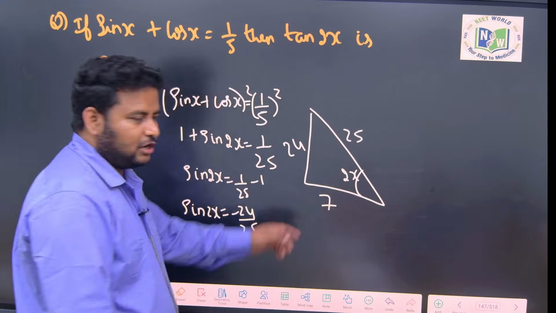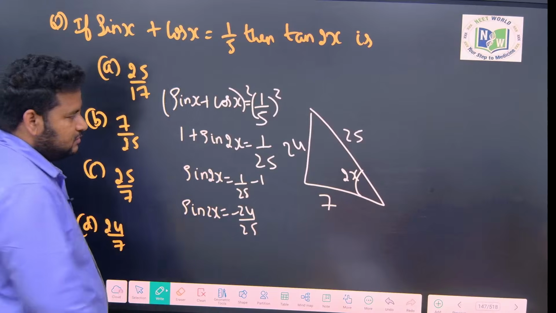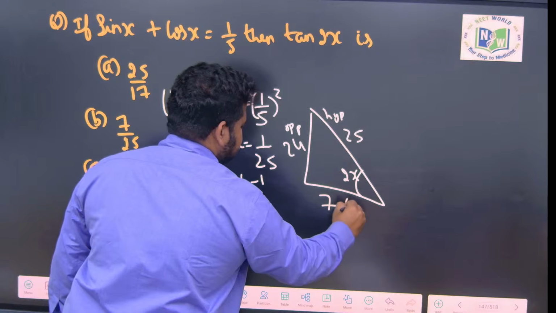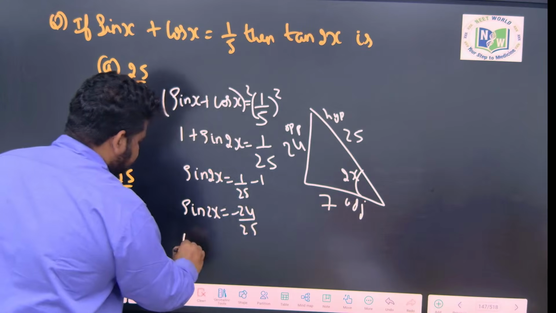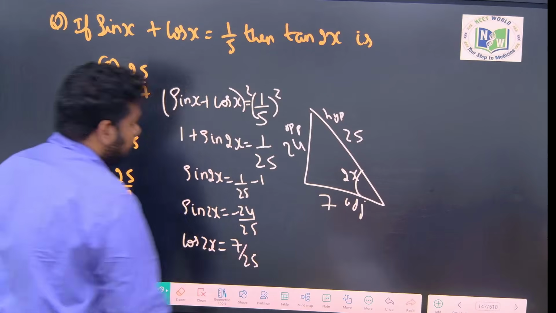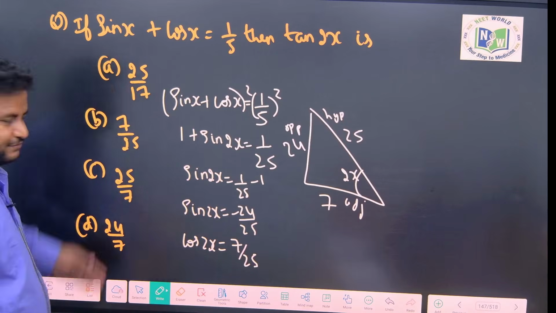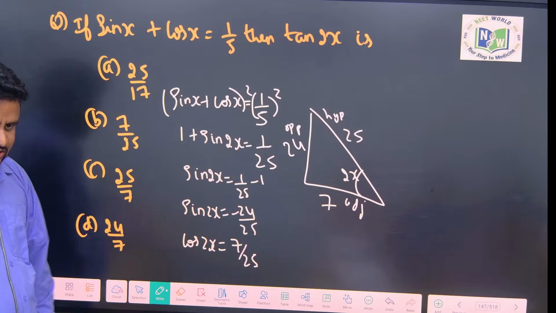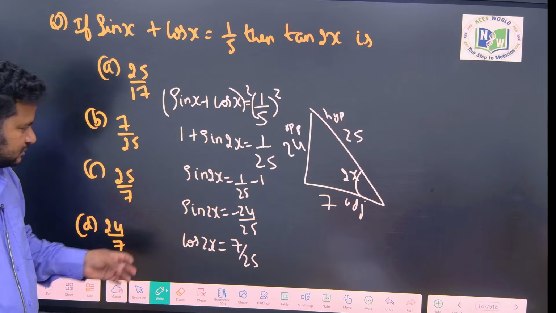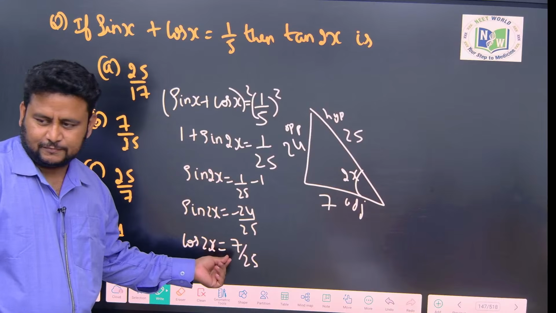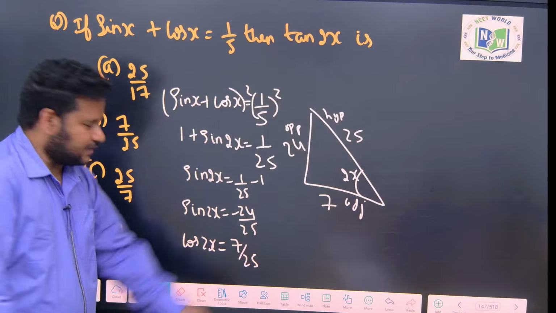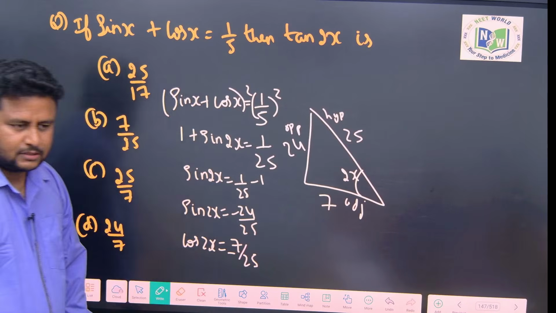Now what about cos 2x? This is opposite, this is hypotenuse, this is adjacent. So cos 2x will be what, friends? Adjacent, that is 7 by 25. In the options, everywhere it is positive. So that means sin and cos should both be negative, so that tan will be positive. Since sin is negative, this should also be negative. So I will keep it as negative.